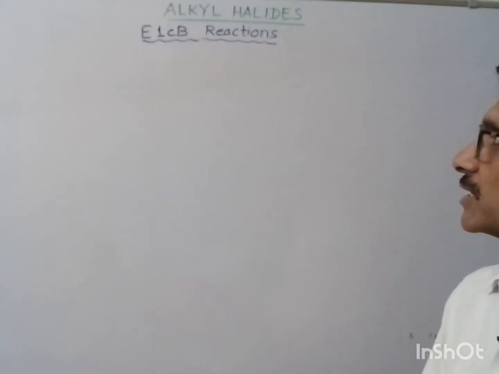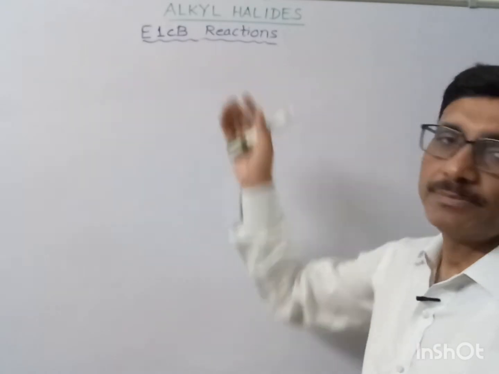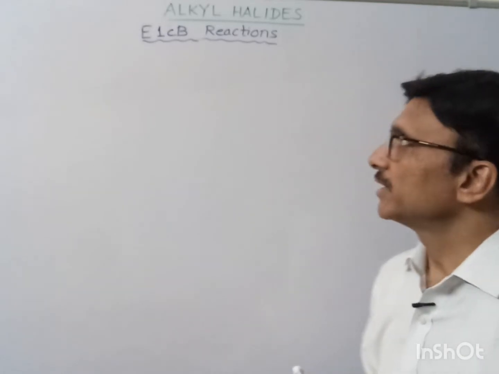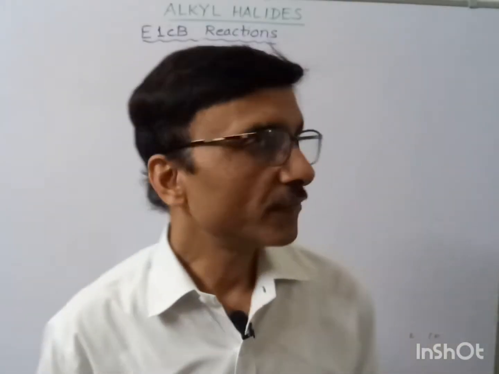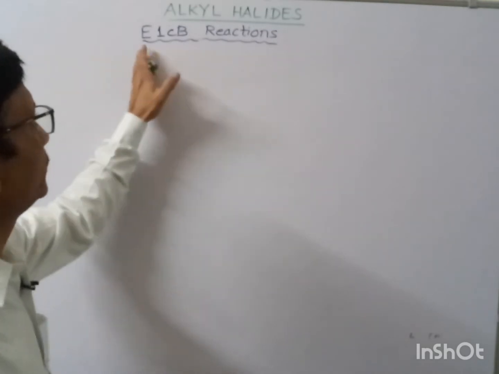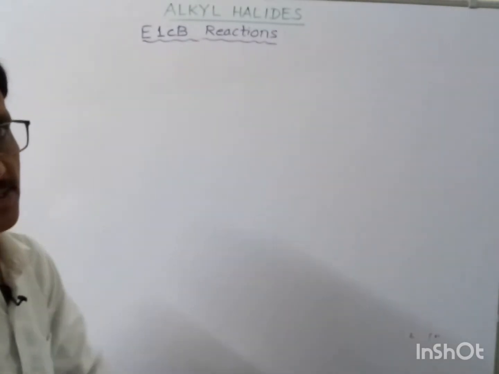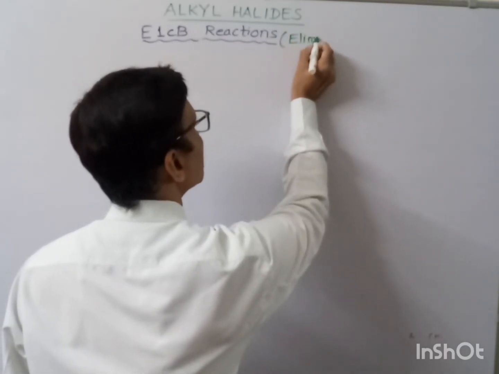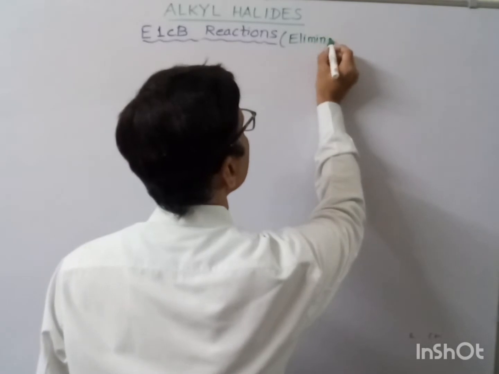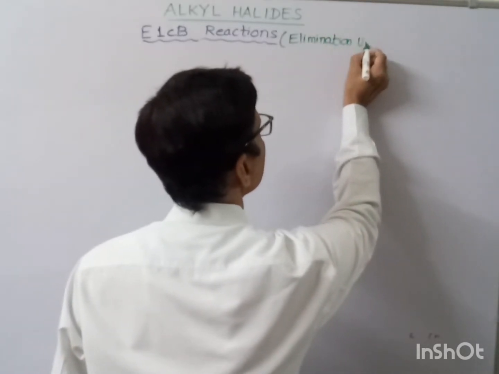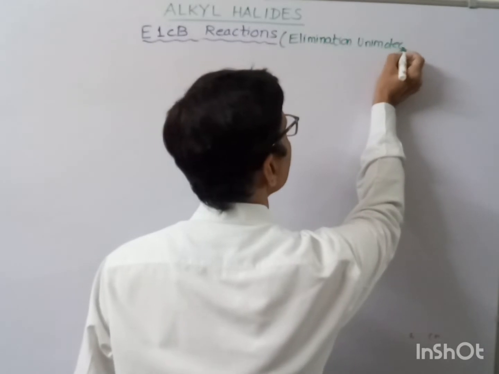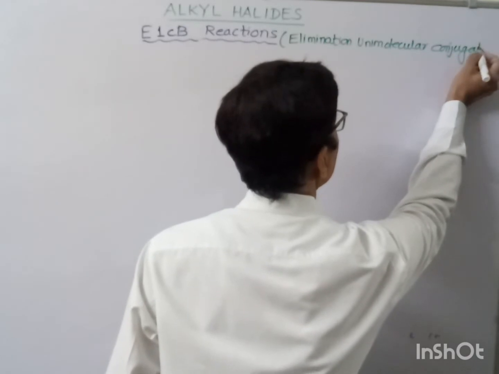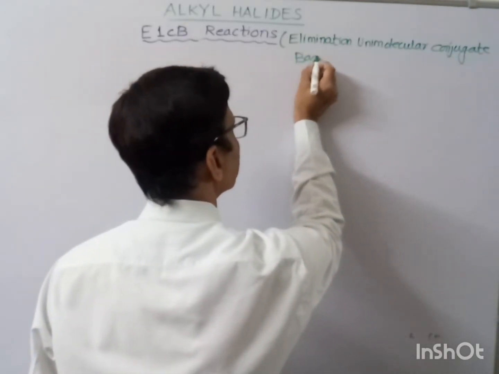Now in today's lecture I will explain this E1cB reaction. In the last lecture I told you about the E1 reactions. The full form of this E1cB reaction is elimination unimolecular conjugate base reaction.